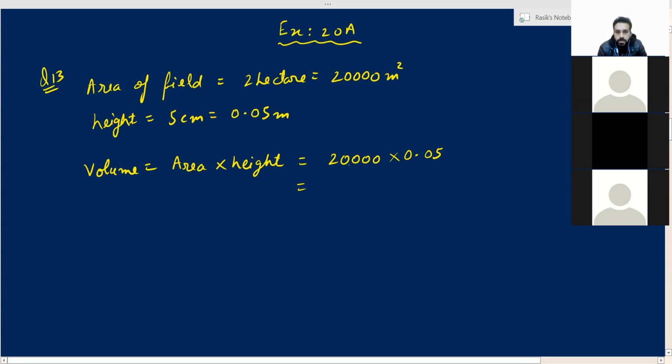So what is this? 200 into 5. That means 1000 meter cube, sorry, 1000 meter cube water fell on the field. This much water was there on the field. If you want to change it in liters, you will multiply by 1000. So this will give you 10 lakh liters of water.